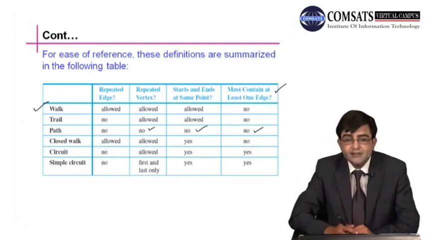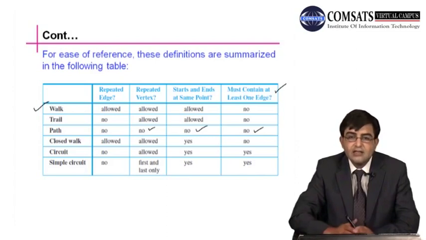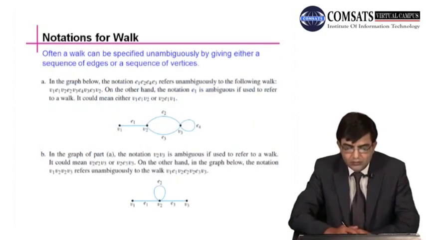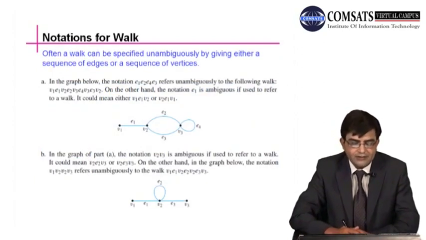And the last definition, simple circuit. Repeated edge is not allowed because it must be a circuit first, and then we shall see whether it is a simple circuit or not. For repeated vertices, only the first and last are allowed; other vertices must not be repeated. Starting and ending point must be the same and it must contain at least one edge, because it must first be a circuit. Now we see all these definitions with the help of examples.